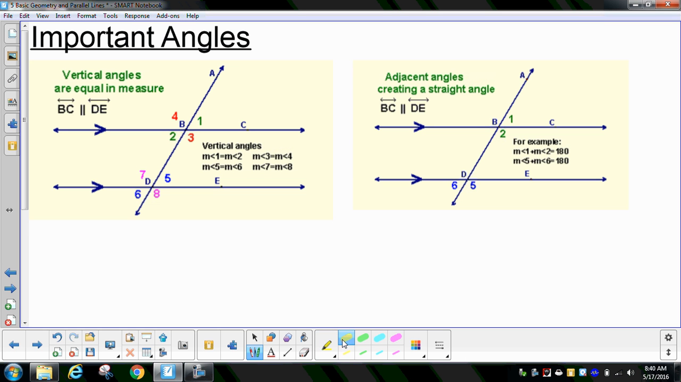A couple of types of angles to remember. Vertical angles: anywhere we see two lines crossing, these angles that are kind of opposite each other are vertical angles. 7 and 8, 4 and 3, 1 and 2, 6 and 5. And it's important to know that vertical angles are equal in measure. They're congruent. We didn't really use this word adjacent, but two angles that make a straight line we call a linear pair. So 1 and 2, 6 and 5, and we know that those pairs of angles are supplementary, meaning they add to 180.